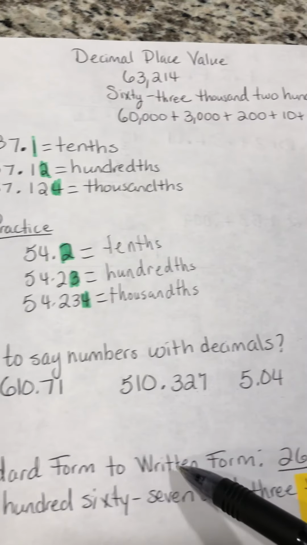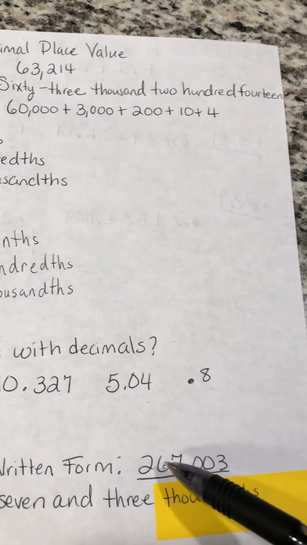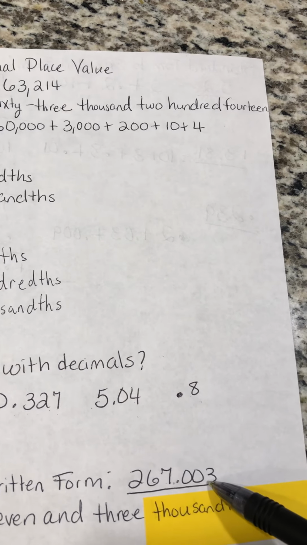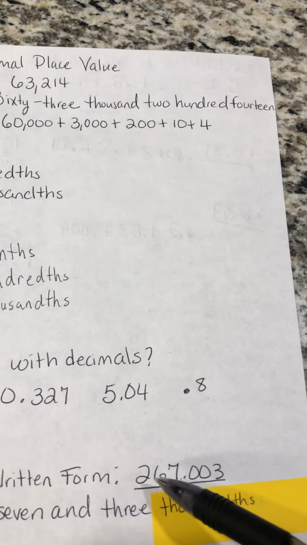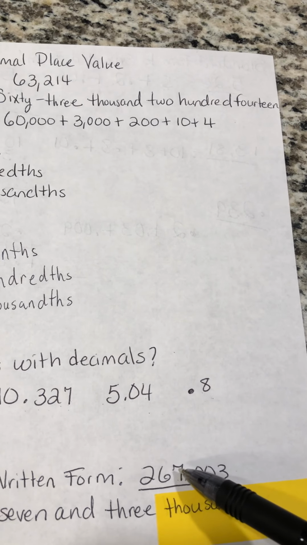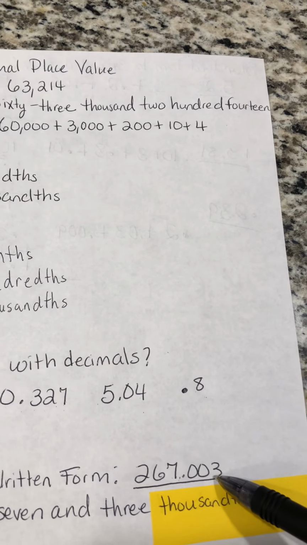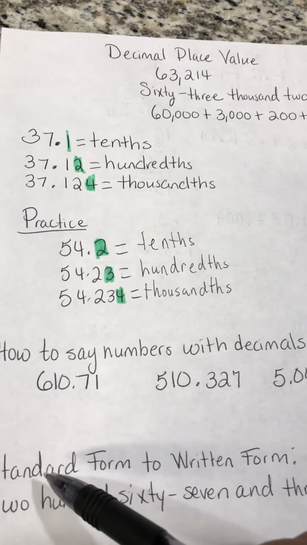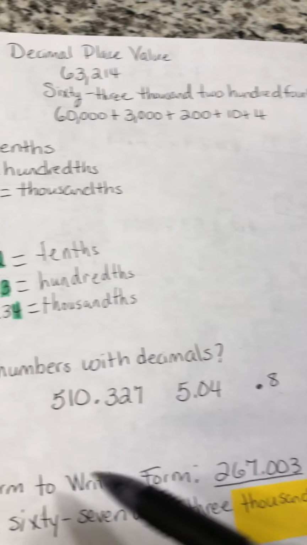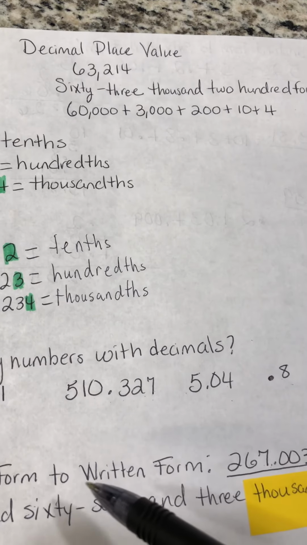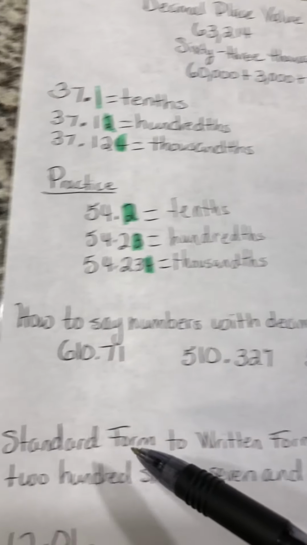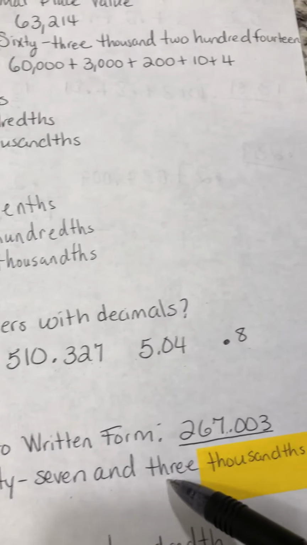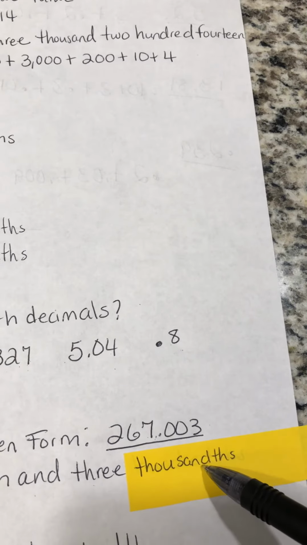Standard form to written form. So here's my decimal, 267 and 3 thousandths. I'll say it again, 267 and 3 thousandths. So what we're doing now is moving into the 3 forms. So we're going to look at the standard number and we're going to write it in word form, okay? 267 and 3 thousandths. The 3 is in the thousandths place.